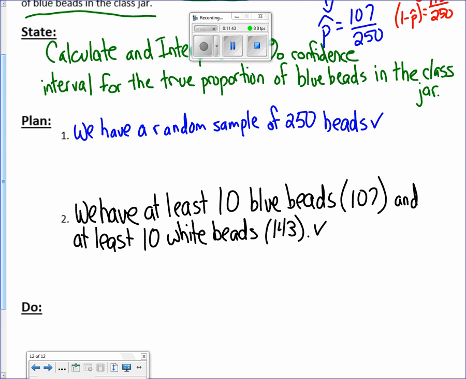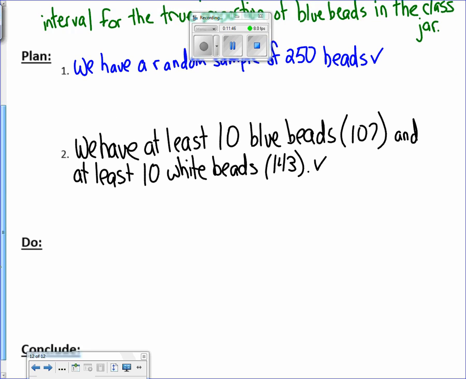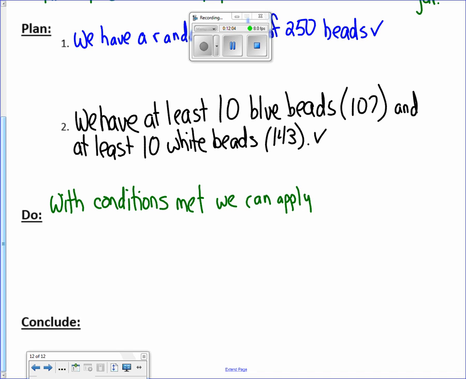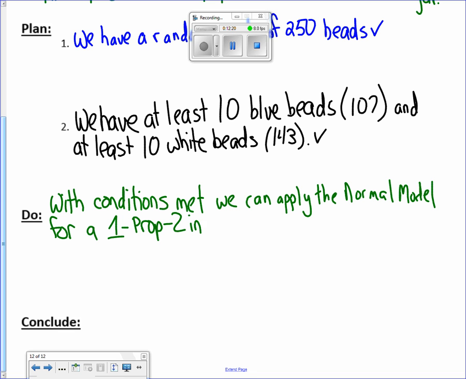Why did we check these conditions? What do we want to be able to use? This class is centered around that normal model. So with conditions, because everyone wants to be normal. No, don't be normal. Conditions met, we can apply the normal model for a 1 prop z interval.